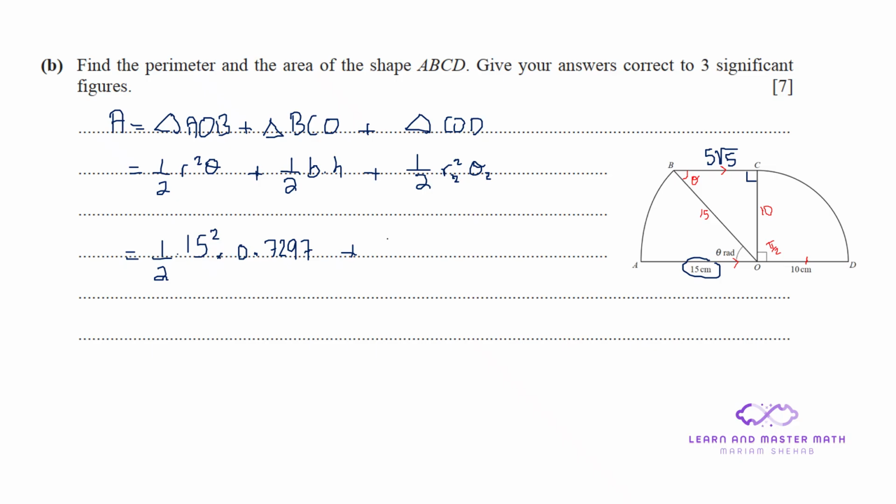So it's going to be half times 5 root 5, which is BC, times CO, which is 10. And in the second sector, COD, it's half, the radius here is 10, so 10 power 2, and the second angle is pi by 2. You do the calculation and you will get 216.53. The answer they need here is correct to three significant figures. So if you approximate this, it's going to be 217 centimeters squared.